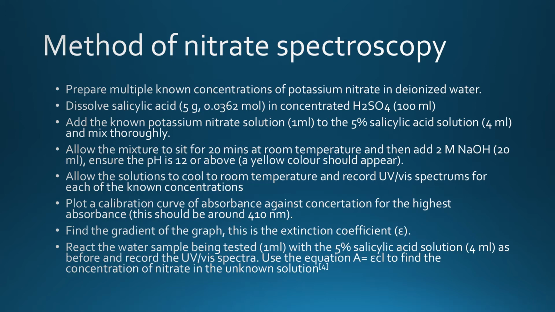You will then measure the absorbance using UV-Vis of each of these different solutions, and from this you'll be able to plot a calibration curve of absorbance to concentration, and then you will be able to do a similar thing again with your unknown water sample to find its absorbance, and then you'll be able to compare that to the calibrated data that you found and work out what your concentration of nitrate is in your unknown solution.